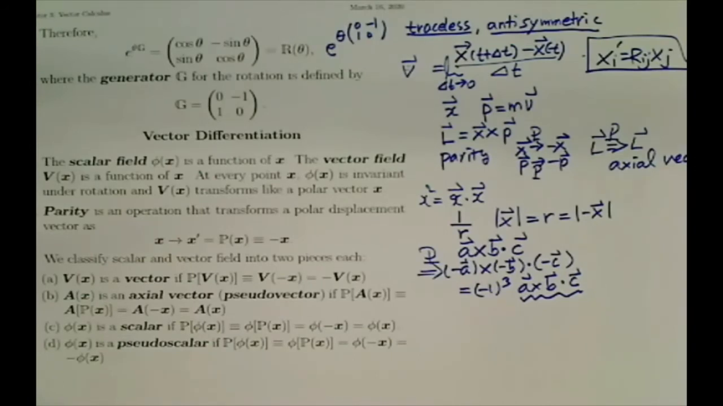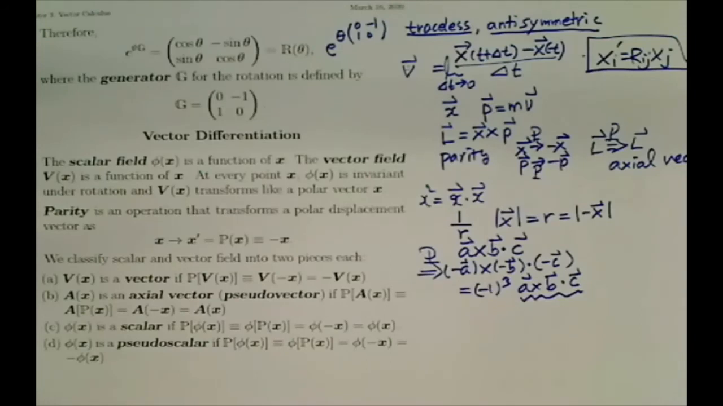All right, next we study the parity. Parity is an operation that transforms a polar displacement vector x to x prime, where x prime is just minus x. It is the transformation flipping the vector, keeping the tail at the origin, and transforming the head to the opposite side.